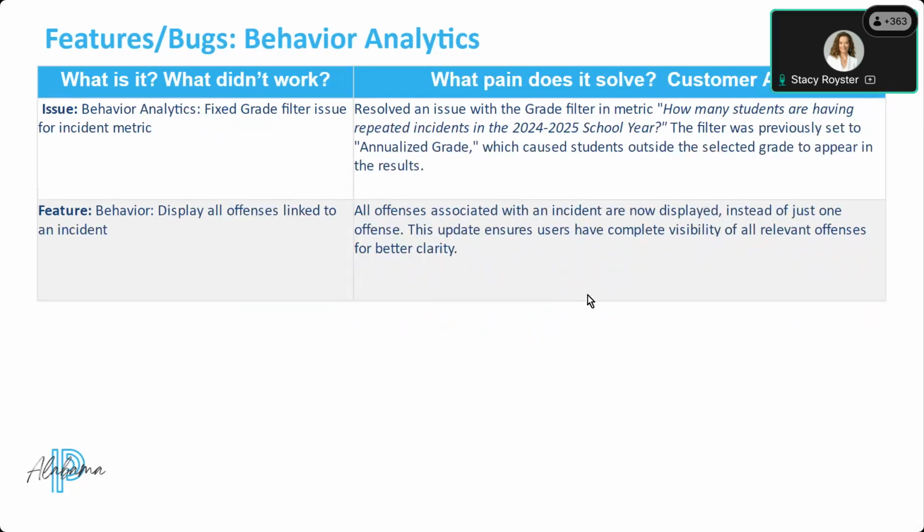Another one, a grade filter issue that they had fixed for an annualized grade. They were looking at it the wrong way. That has been corrected. And behavior. This actually should have been in my first set of slides, but it got moved to the wrong section. Apologize for that, y'all. And display all incidents or all offenses linked to an incident. So just a couple of issues and behavior fixes in those behavior dashboards.